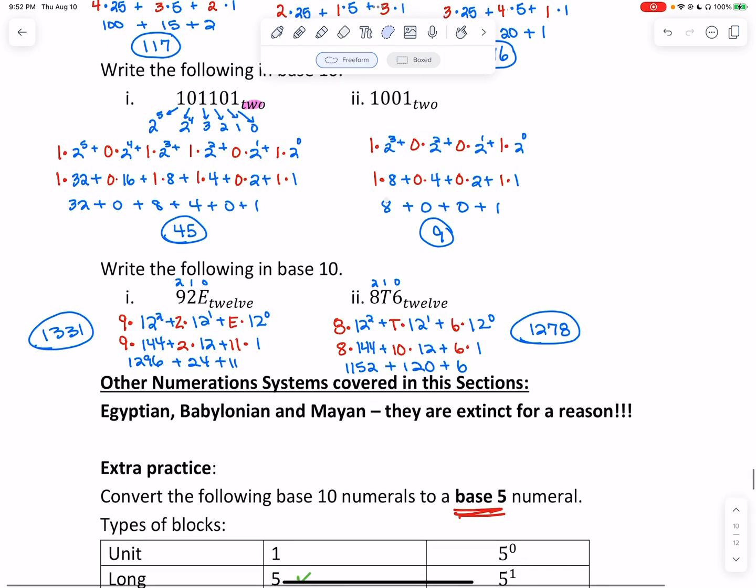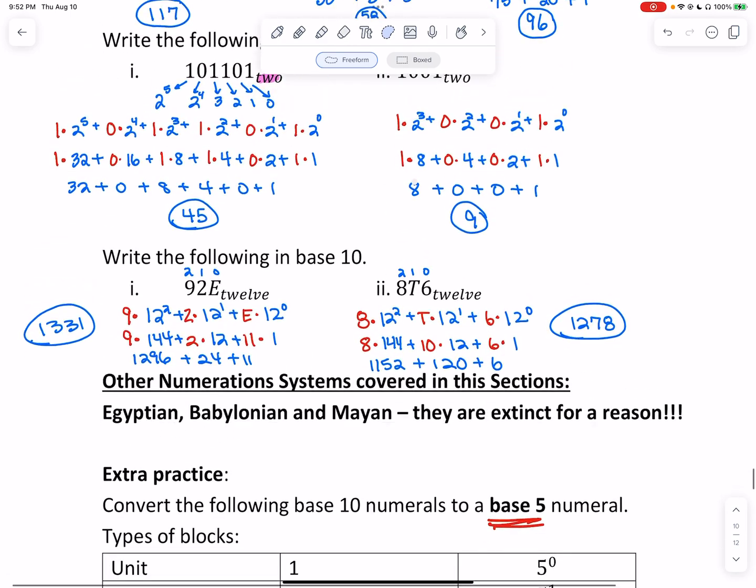Okay. Now I told you that there were other systems, and I showed you the Egyptian, the Babylonian, the Mayan. Showed you some of their really cool symbols and stuff. But these guys are extinct for a reason. We don't use them anymore because they are a pain in the booty. Okay, I'll try and remember to bring my Mayan. I've got my anniversary written in Mayan. It takes up a whole page. And I'm not that old, so it's not that big of a number.